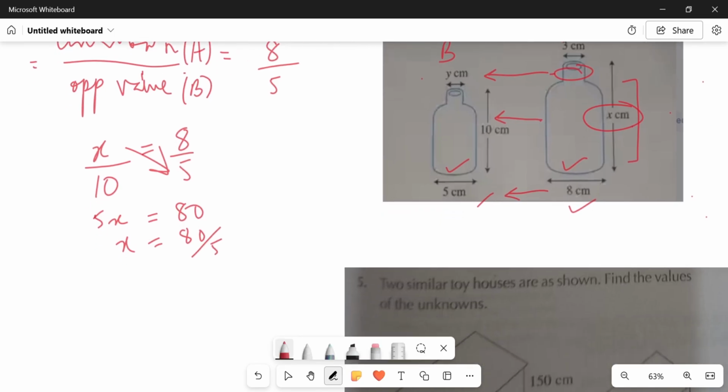When we simplify, what will give you the answer? 5 ones are 5, 5 sixes are 30, so it gives you the answer. Therefore, the x value is equal to 16. We have found the first value.